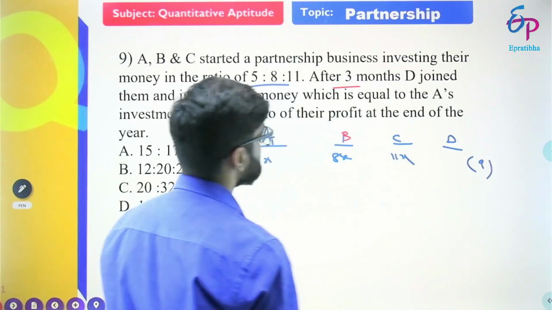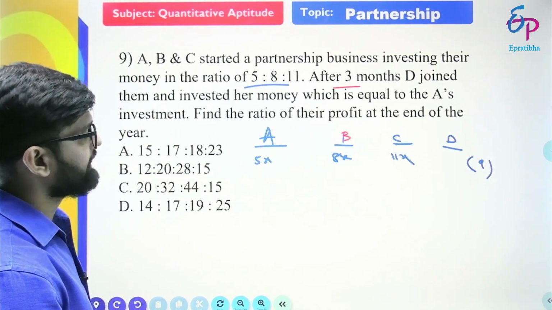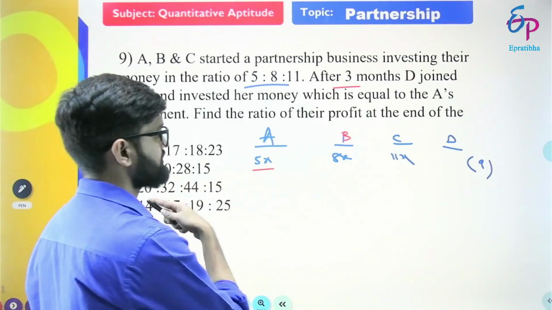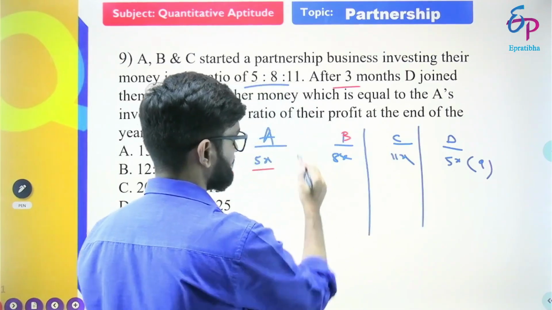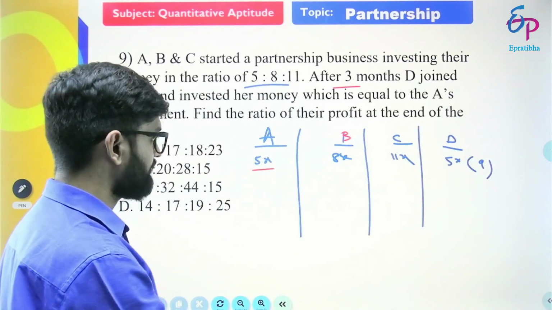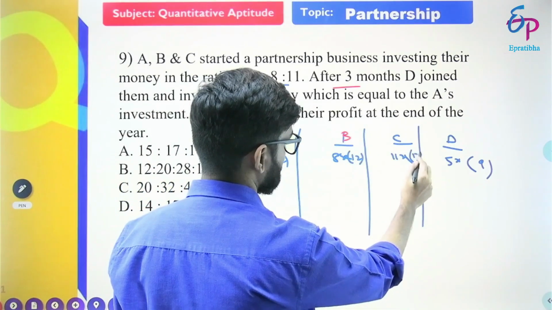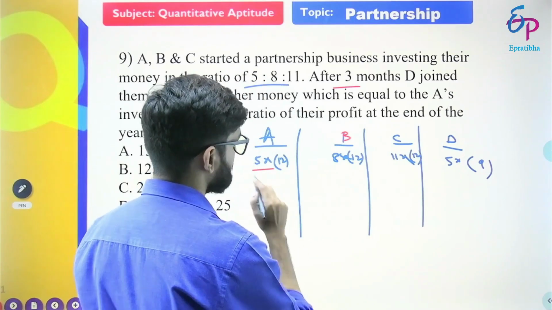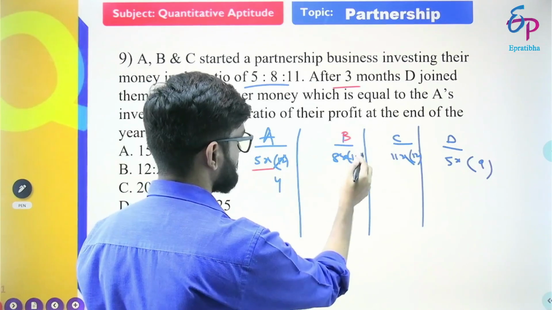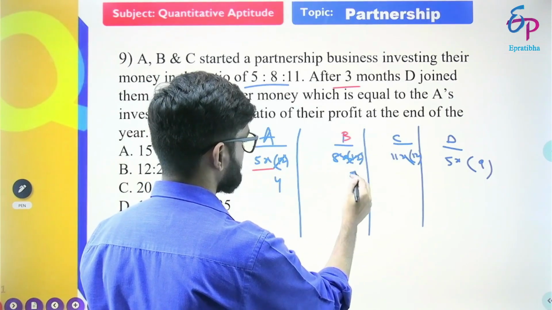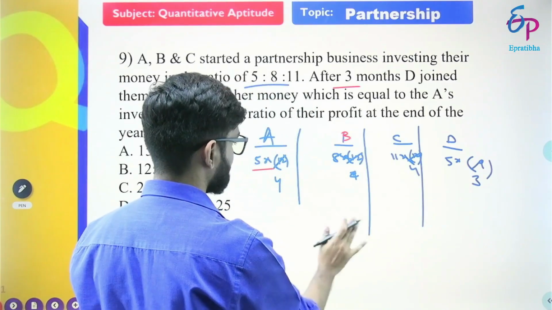Okay, that got fixed. D joined and invested money equal to A's investment. Now what about the time periods of the others? If it is not given, you have to go with 12 months. So 12 is common, and 3 is common. 3 4s are 12, 3 4s are 12, 3 3s are 9. This is 20.